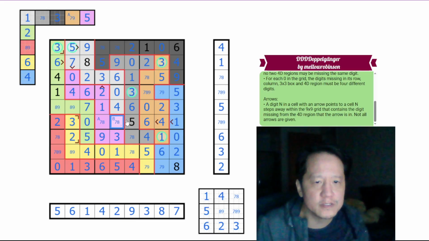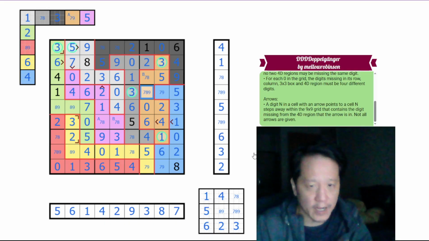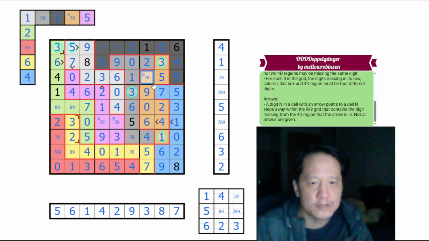That means, since it's missing A, this has to be B, which means this has to be 9. So that makes this 7, which makes this 9, which makes that 7. So B must be 8. Which means orange is missing 7. So this is 7. This 7 eliminates 7 here, so it's 8, which makes this 7. Orange is missing again 7.